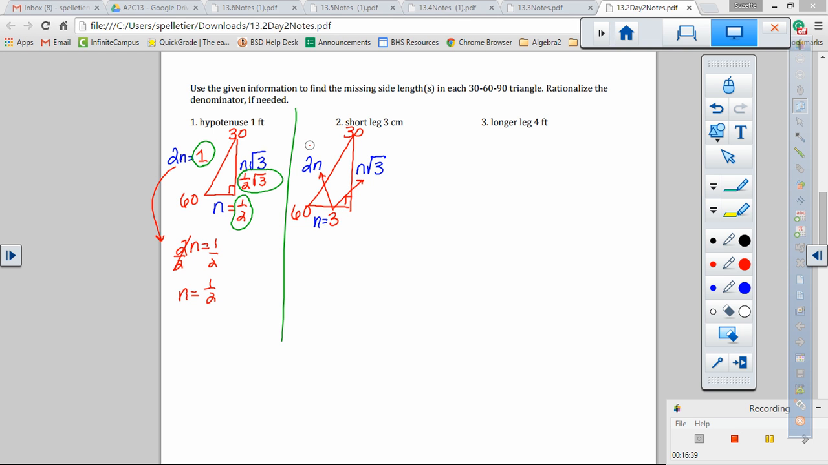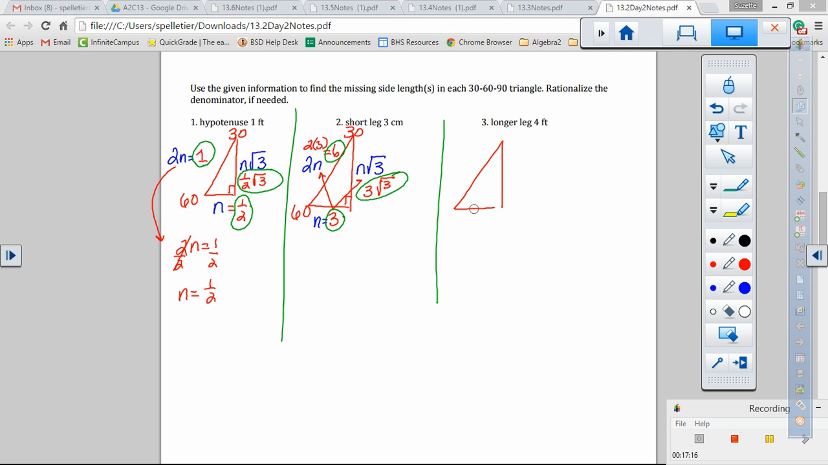So 2 times 3 gives me a side length of 6. And then 3 times the square root of 3 is that side. So again, do you know what all three side lengths are? Yes, the hypotenuse is 6. The long leg is 3 square roots of 3, and the short leg is 3. So again, you have what all three sides are equal to. Number 3.